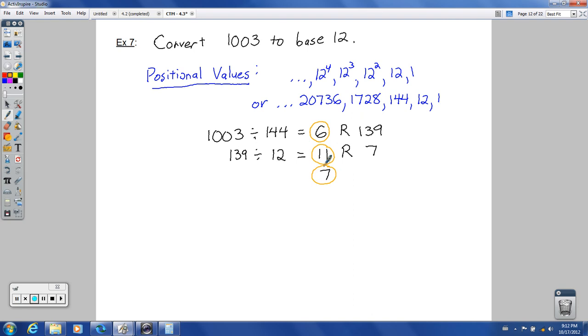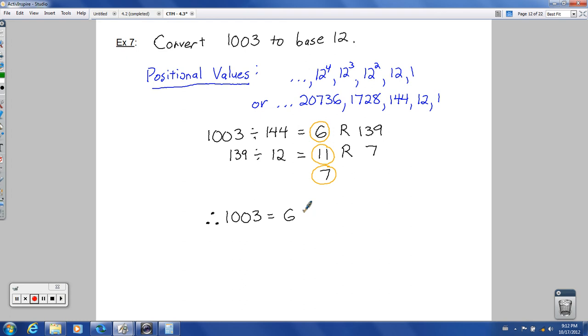Therefore, getting fancy, 1003 equals 6117 base 12.